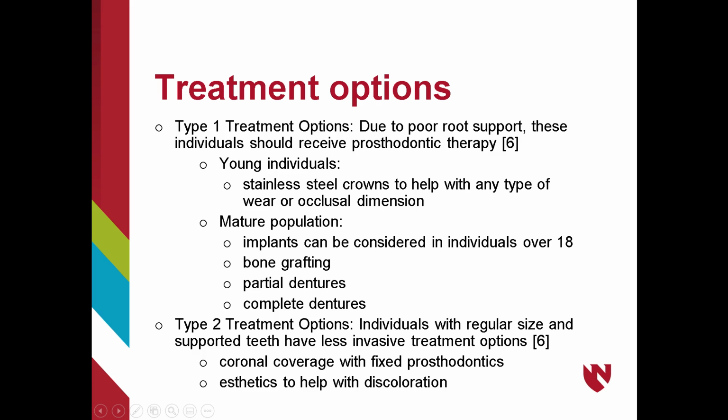Individuals with type 1 should receive prosthodontic therapy because of their short roots. In younger individuals, this includes stainless steel crowns to help with any type of wear or occlusal dimension. In the mature population, implants, bone grafting, partial dentures, or complete dentures can be considered. In type 2, these individuals have regular sized and supported teeth, so they have less invasive options. Their options include coronal coverages with fixed prosthodontics or aesthetics to help with discoloration.